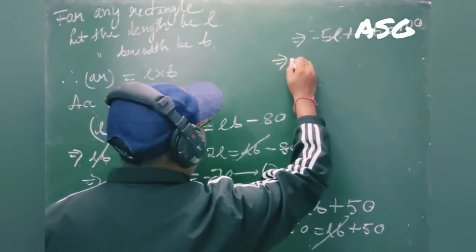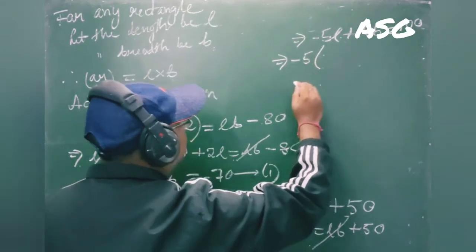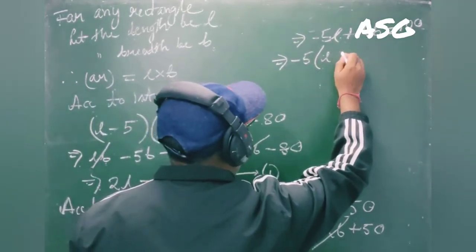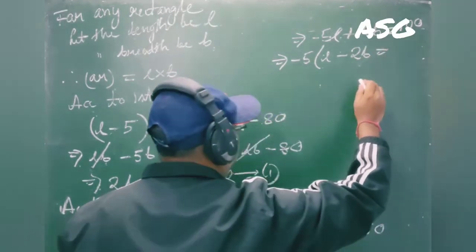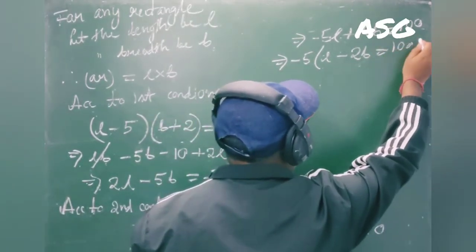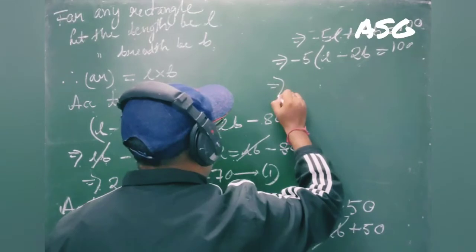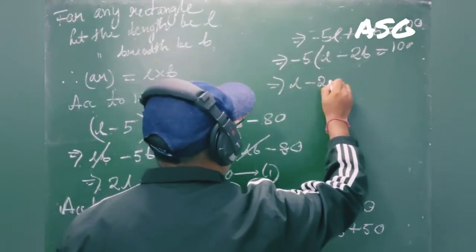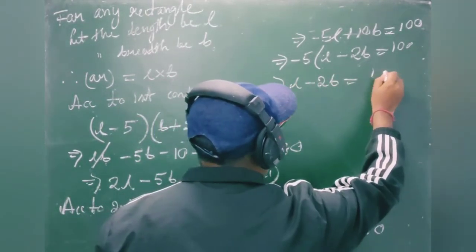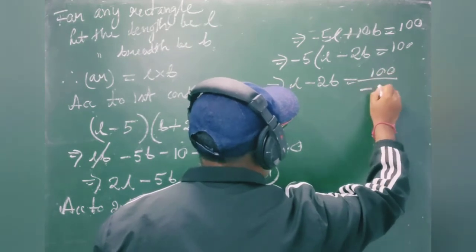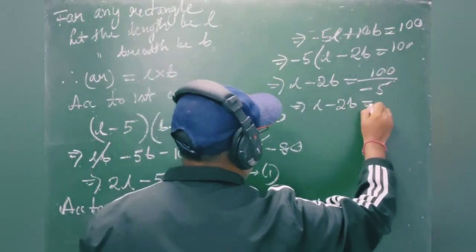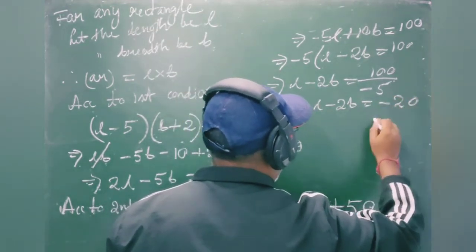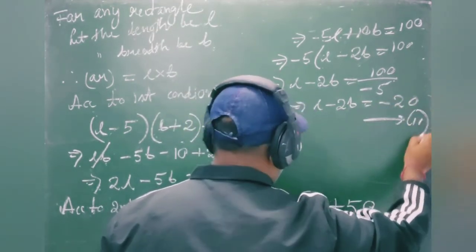I can take minus 5 as common. What can I write? Minus 5 into (L minus 2B) equal to 100. Now, L minus 2B is equal to 100 by minus 5. So L minus 2B is equal to minus 20. This is your second equation.